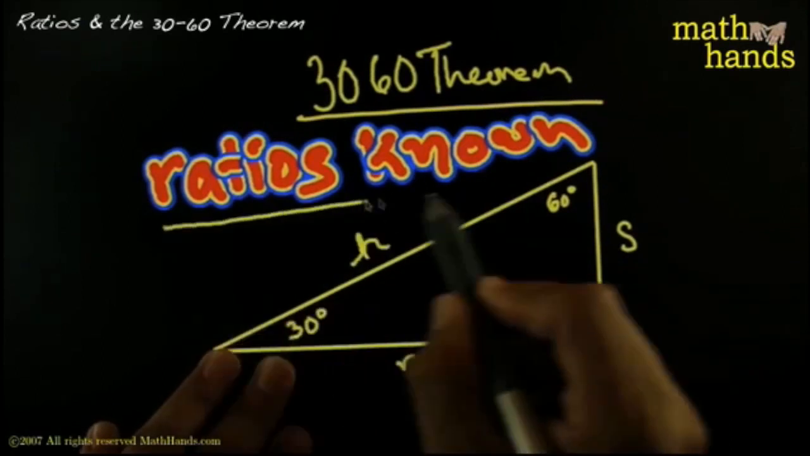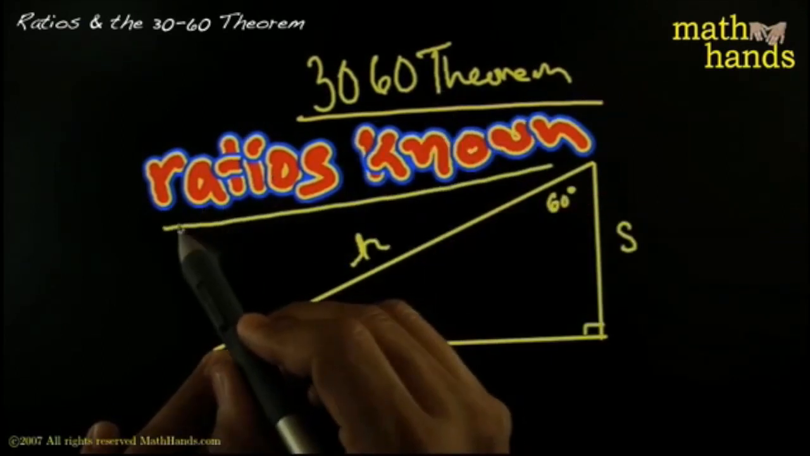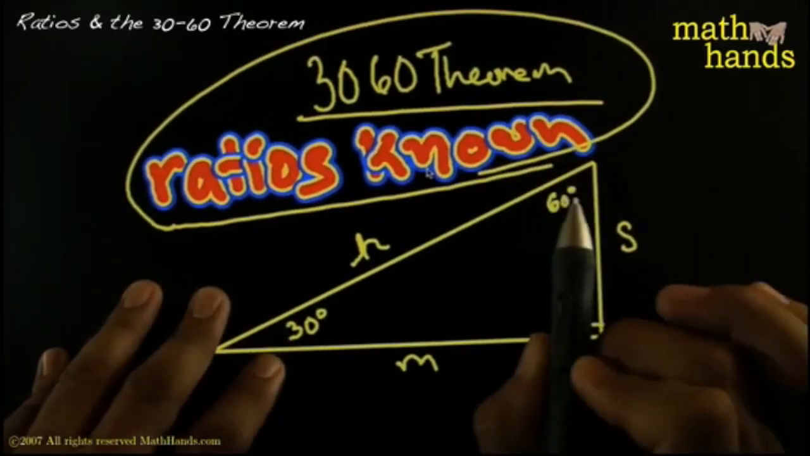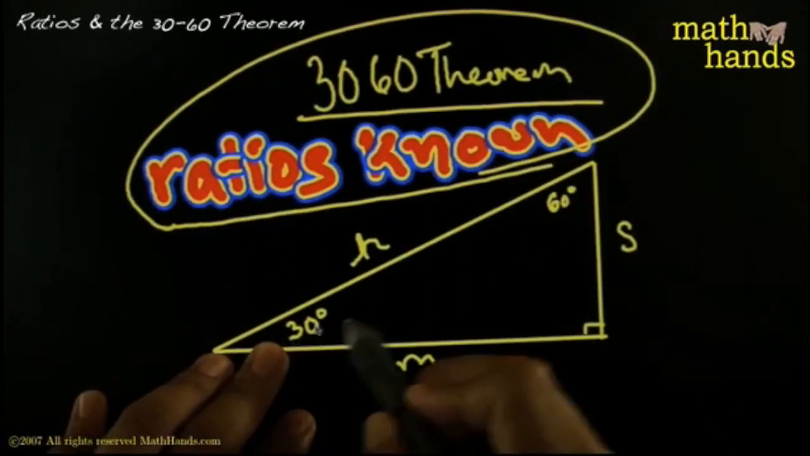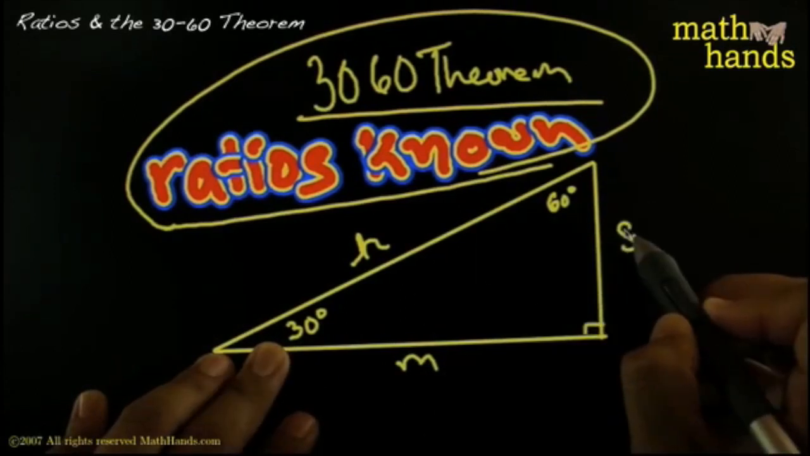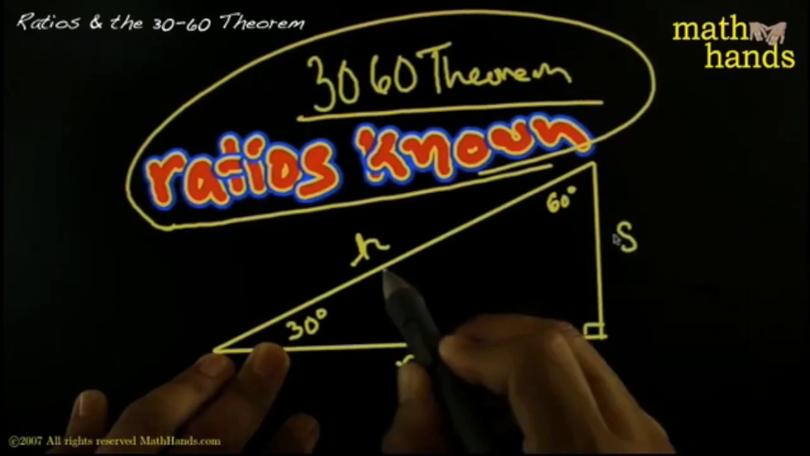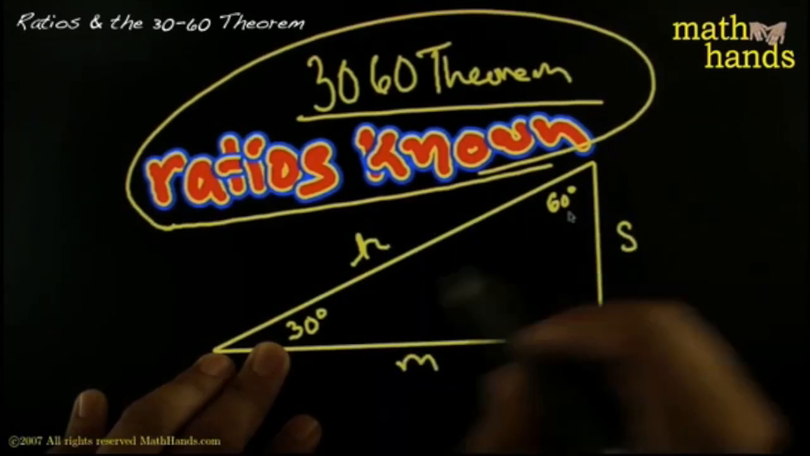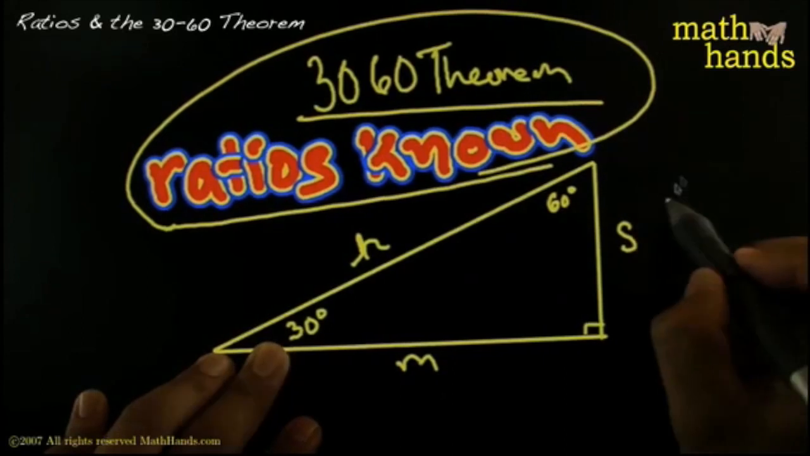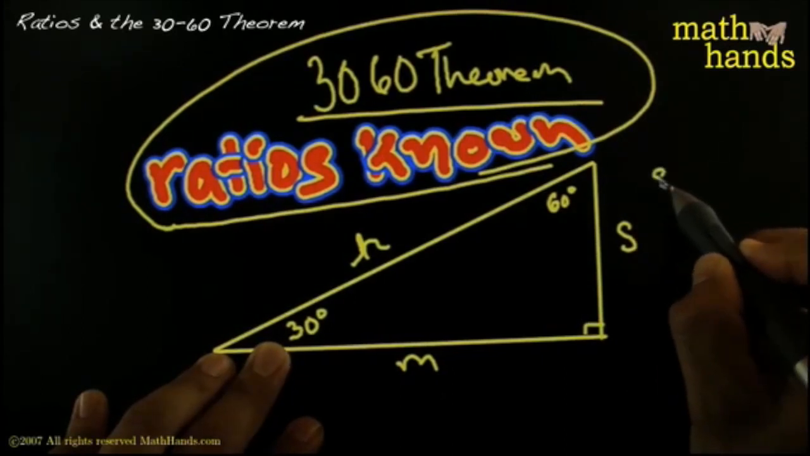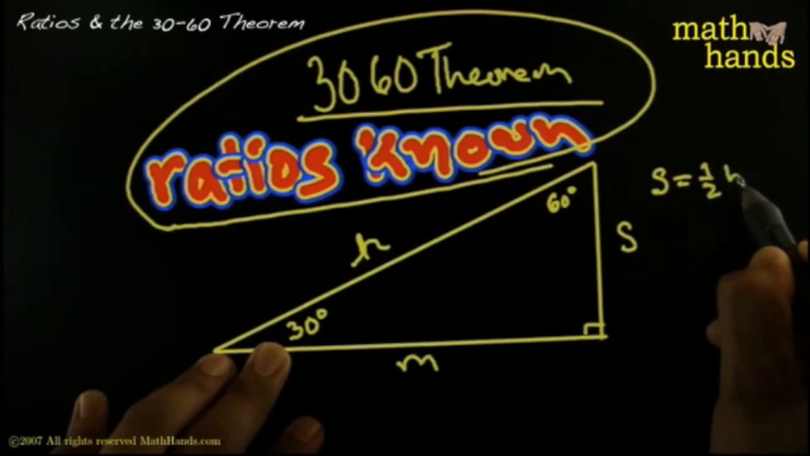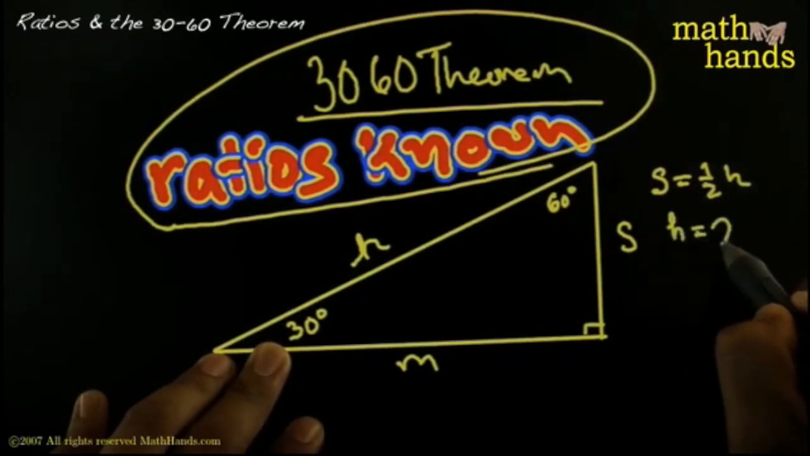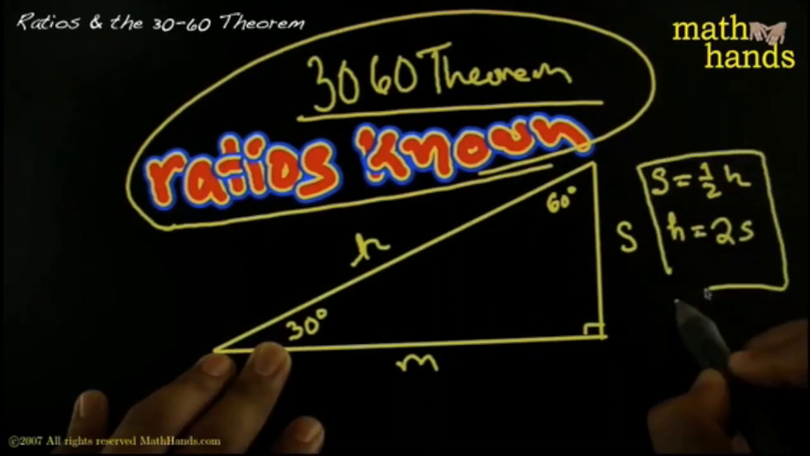Now, the absolutely crucial thing here is that on a 30-60 triangle, the ratios are known. Well, they will be known by the time we get done with this. Here's how we know them. Across from 30, you'll always find the small one, and this one is always half of the hypotenuse. Again, the small one is always half the hypotenuse on a 30-60 triangle. So I could say it this way: the small one is equal to half the hypotenuse, or I could say it this way: the hypotenuse is always twice the small one.